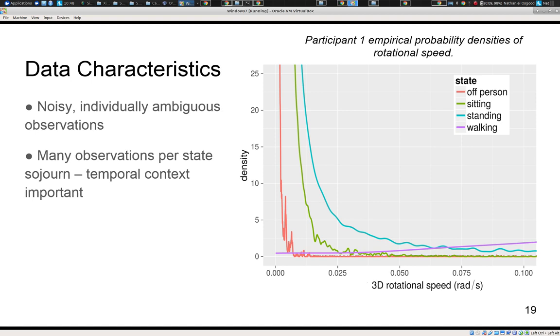But there's a long tail on the upper side here. Sitting, lower energy, right? So there's less rotational motion. It's concentrated in the lower level of rotational motion. So it's more tight, and there's less high activity while sitting.